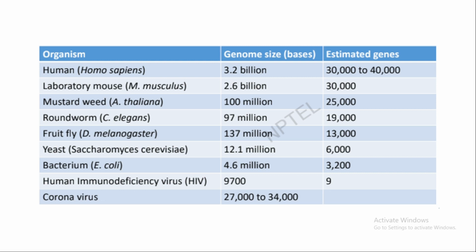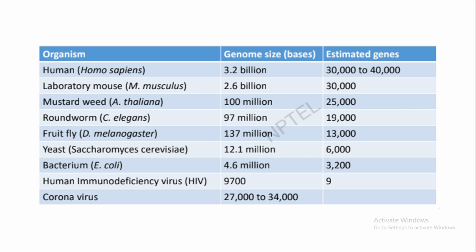3.2 billion bases are there, that means 3.2 into 10 raised to the power of 9 bases. If you keep on writing ATGC continuously, you will have to write it 3.2 into 10 raised to the power of 9 times to get the human genome size. So you can think how big it is. But the number of genes is only 30,000. So do you think all the bases are involved in the genes? It's not. And in mouse, it is 2.6 billion, which is less than humans, and still the number of genes is 30,000. That means there are more sequences in humans than in mouse that are not part of genes.